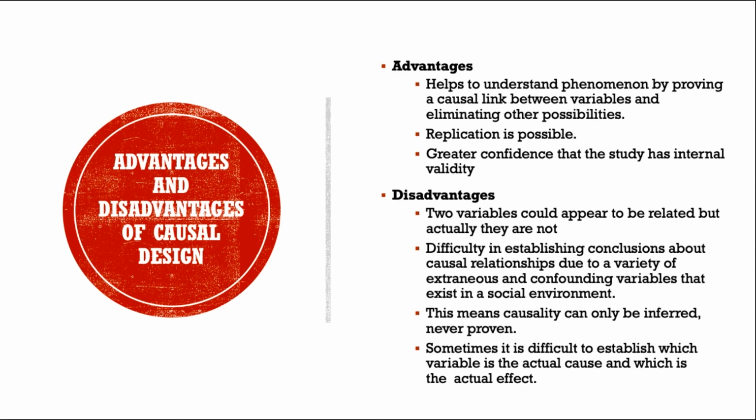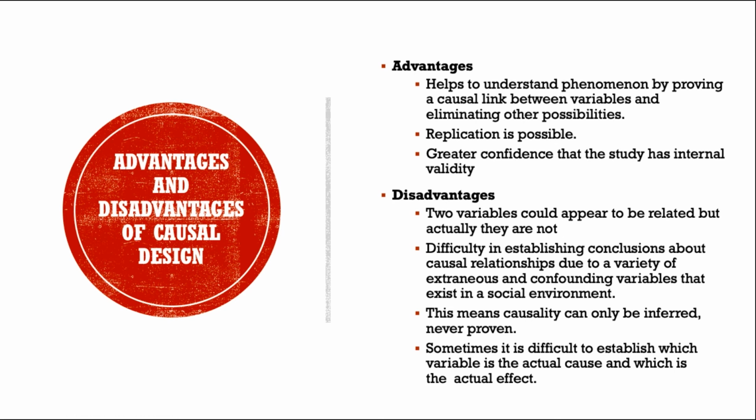So we can make sure that the relationship between the constructs or between the variables are valid, and therefore we have internal validity. What are the disadvantages? Two variables could appear to be related, but actually they are not. And this is what happened. Basically, those two variables, by right, they don't have any relationship between them. But when we do the research, of course, it could show us that actually they are related or correlated.